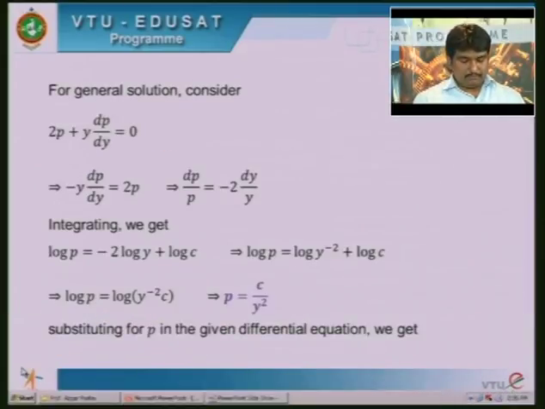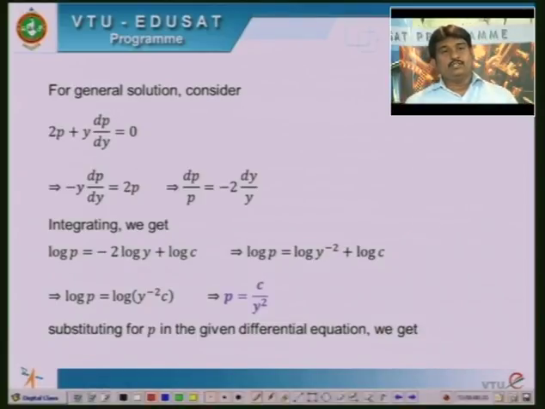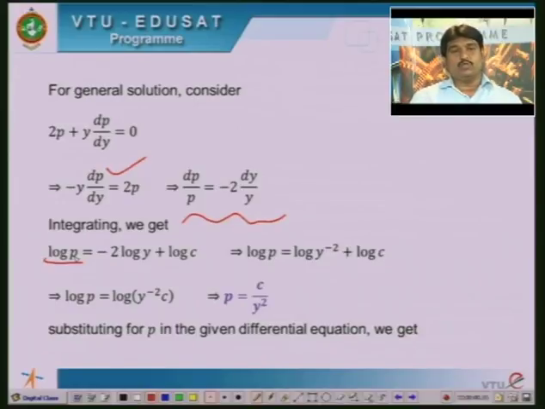For the general solution, consider 2p + y dp/dy = 0. This implies -y dp/dy = 2p. You solve this equation using the method of separation of variables. Separate p and y terms, you will get dp/p = -2 dy/y. Now it is in separable form. Now integrate it. The integration of 1/p is log p, which equals -2 times the integration of 1/y, which is log y, plus some arbitrary constant. I have written it as log c.